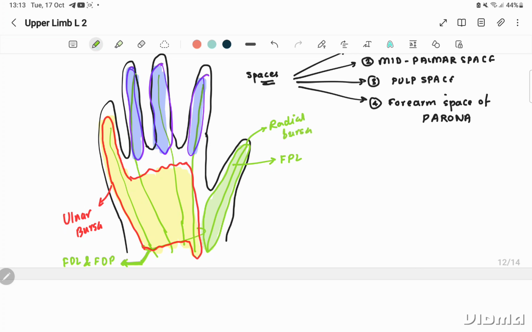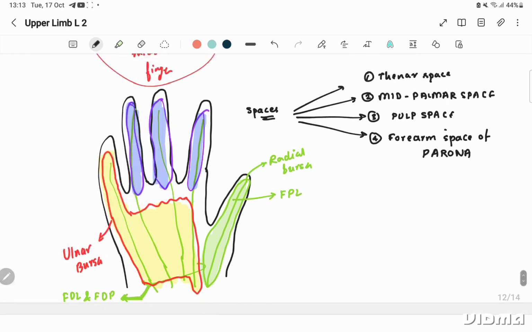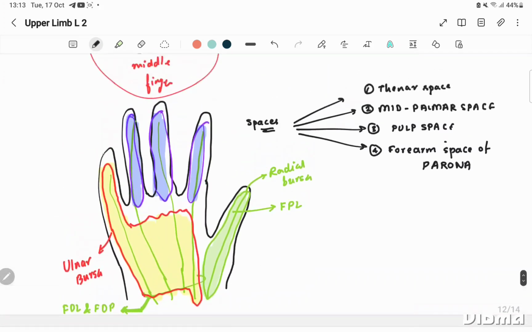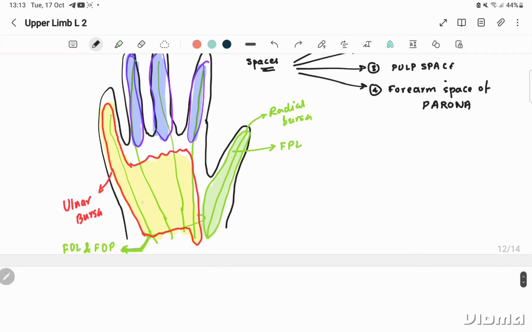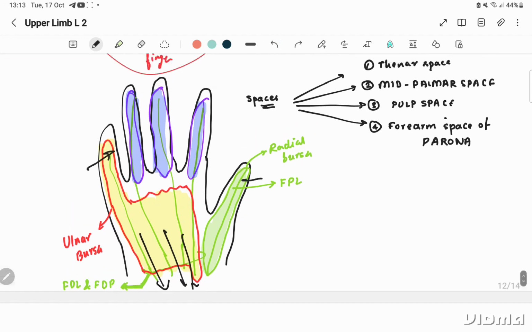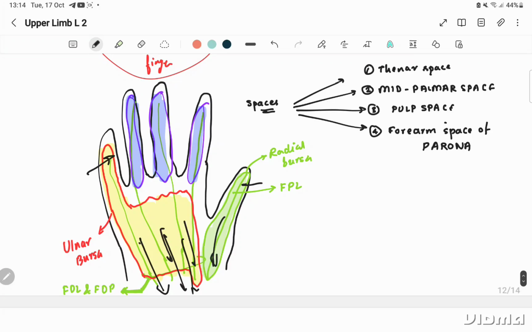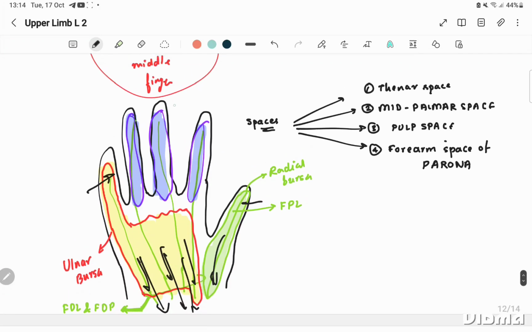Okay, so the question is, why is it safe to prick these 3 fingers only? We don't prick the little finger and the thumb because there is continuation of the bursas. The ulnar bursa continues downwards, and so does the radial bursa. So if infection occurs in these bursas and we prick the fingers, the infection may travel downwards. So we don't prick these. These 3 fingers are safe to prick. Did you understand?